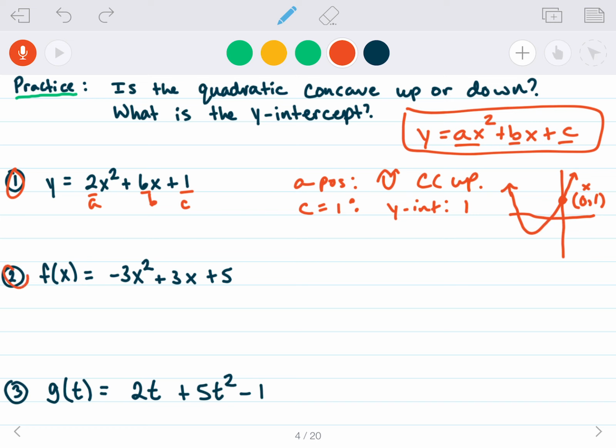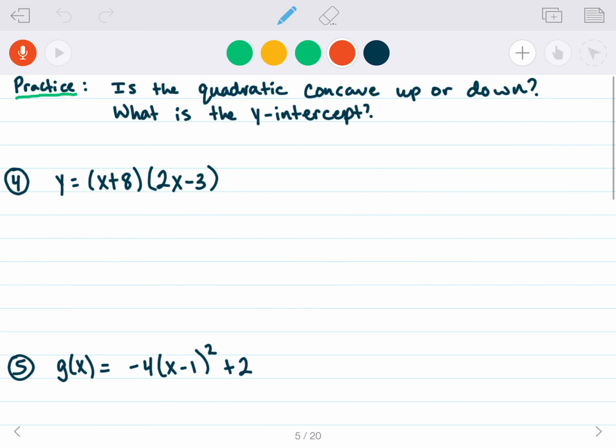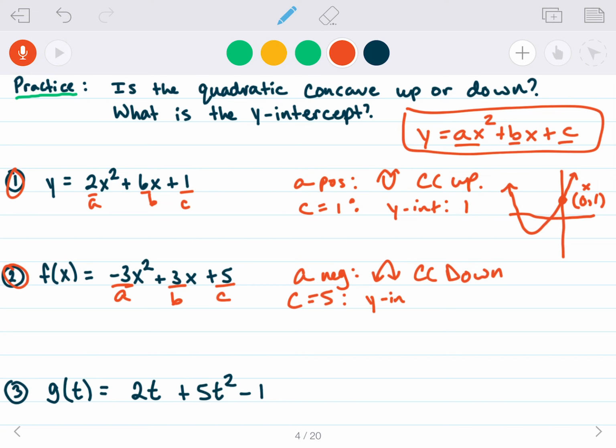What about number 2? All right, so are we in standard form? Well, yeah, we are. We have an x squared, we have an x, we have a constant number. Here our a is that number attached to x squared, which is negative 3. Our b is positive 3, and our c is 5. So in this case, a is negative 3. Since a is negative, this is going to be concave down. So it's going to look something like that. And that's what a tells us. Now our c is positive 5, which means that's where it crosses the y-axis. So the y-intercept is 5.